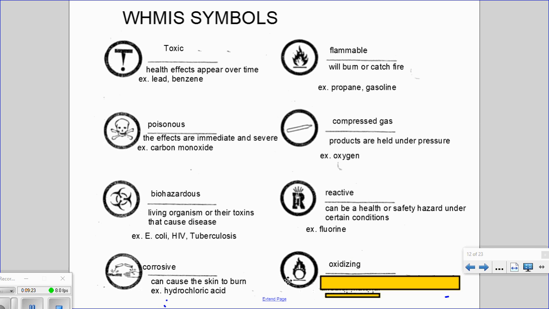The O that's on fire indicates a substance that is oxidizing. These are materials that can cause or promote combustion of another material. Basically, you put these items in proximity to another. They don't have to be mixed. They just have to be close to each other. It can cause that material to catch on fire. So, for example, nitric acid is an oxidizing material.